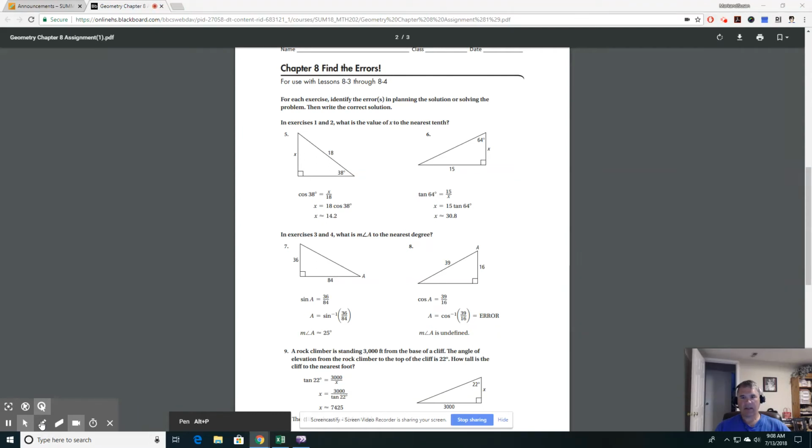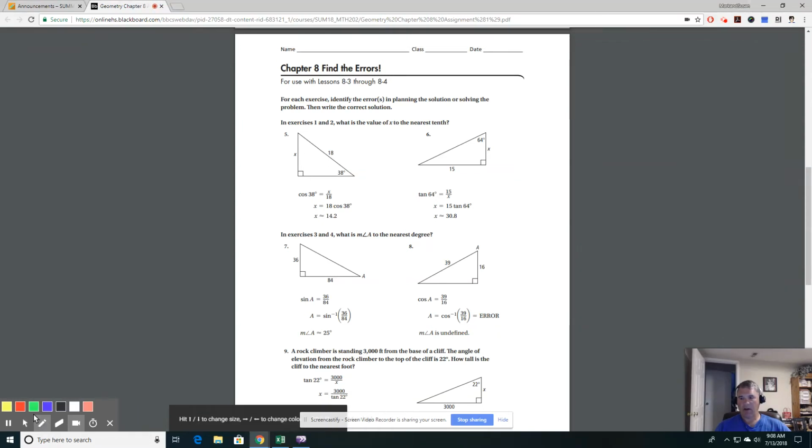So let's look at number 5 on the error assignment. We have the 38-degree angle. Always look from the 38-degree angle: we have opposite, adjacent, and hypotenuse. The first thing with your right triangle, look at it. The x is opposite, the 18 is hypotenuse, and this side would be the adjacent. So always look from the 38-degree angle.